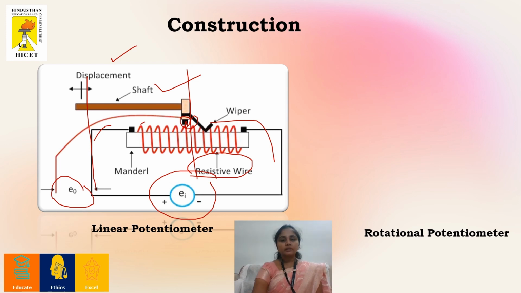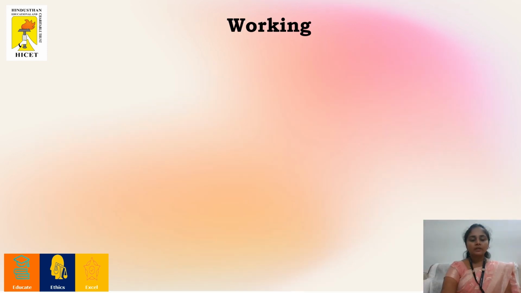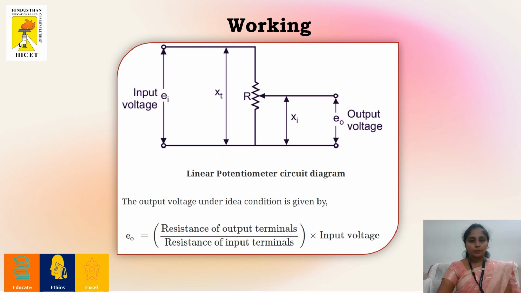We will now look into the other type of potentiometer. The construction is exactly similar. The only difference is that in the linear type the displacement is made in a linear way. Here, the displacement can be moved in a rotational fashion with the help of the wiper, and I call this the resistive track. The construction is more or less similar, with the only difference that there is a linear arrangement of resistance in the linear potentiometer, whereas in the rotational potentiometer, the resistance is given in terms of a track.